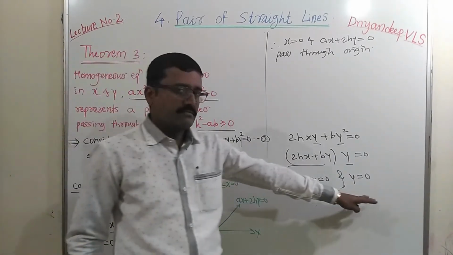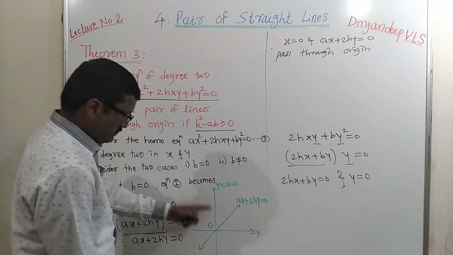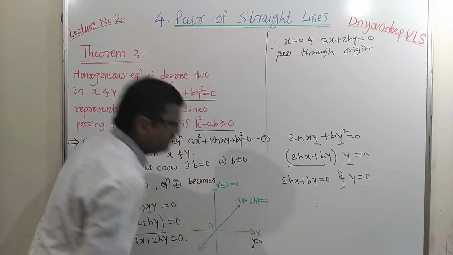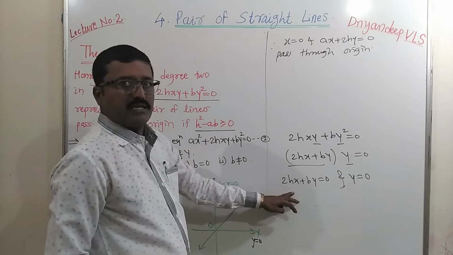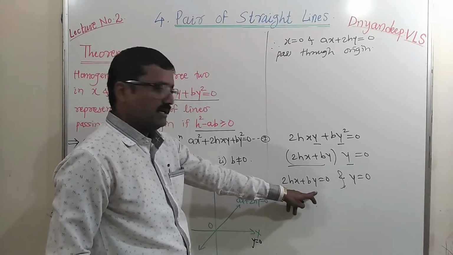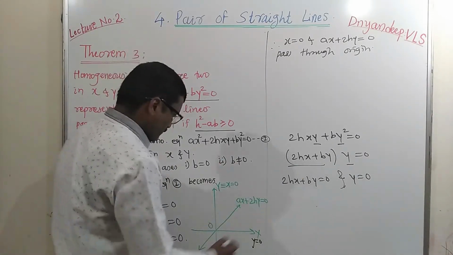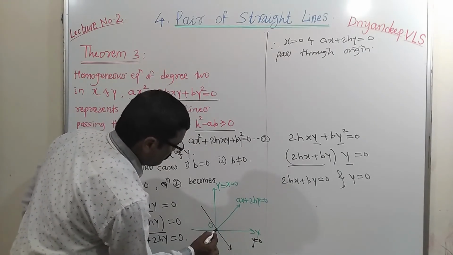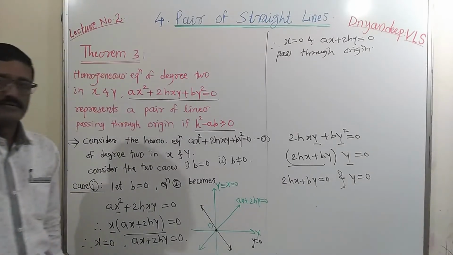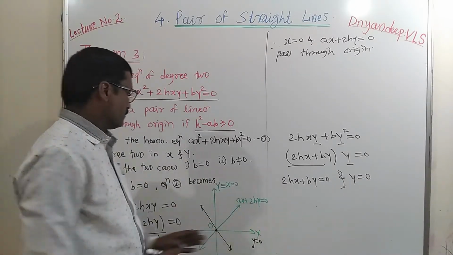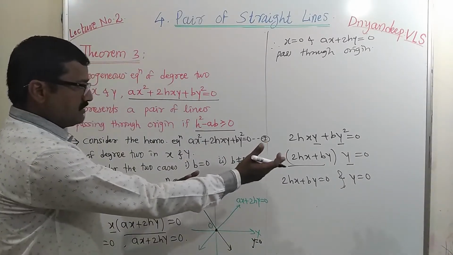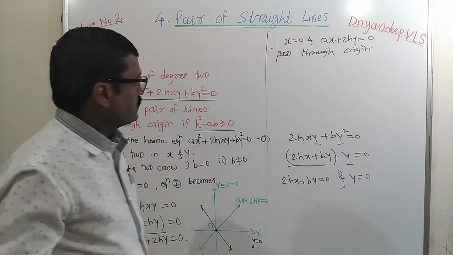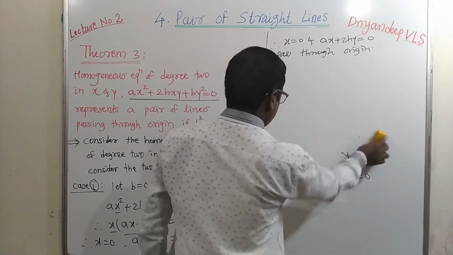What is y equal to 0? y equal to 0 is nothing but the x-axis. The equation of the x-axis is y equal to 0. And the other is once again a line passing through origin, because x term is here, y term is here, but the constant is absent. So it is also another line passing through origin. You can write either that case or this one; both are similar. Okay, let us see case 2, the second case.